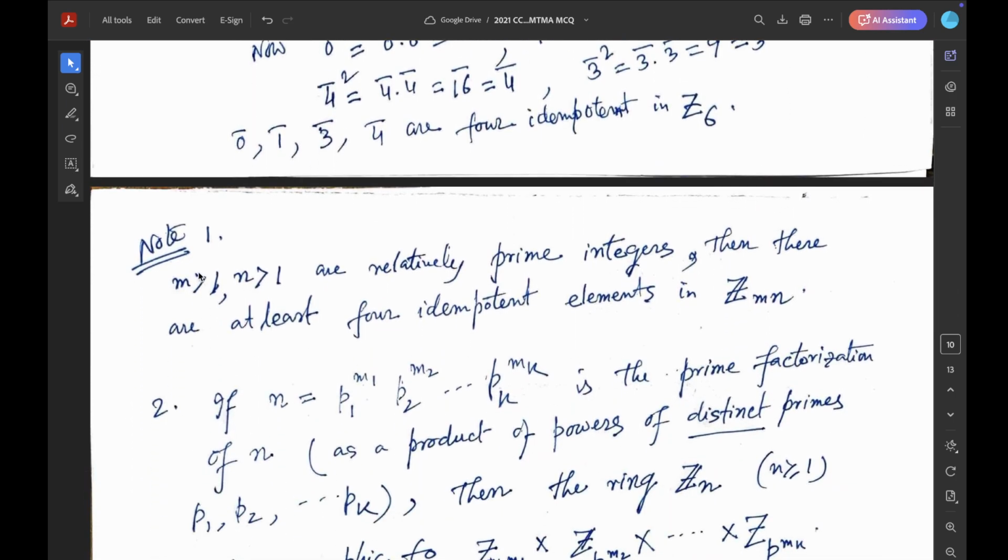Note that if m is greater than 1, n is greater than 1, and they are relatively prime to each other, then there are at least 4 idempotent elements in Z_mn.